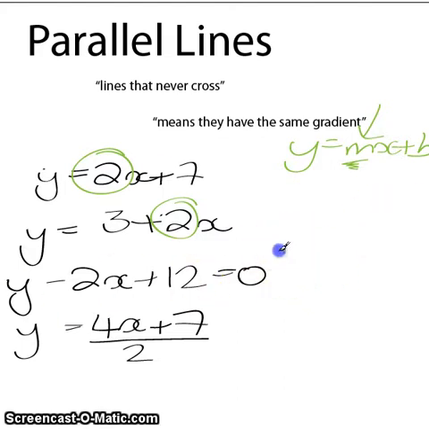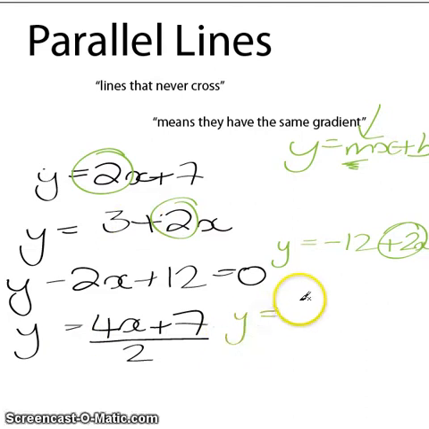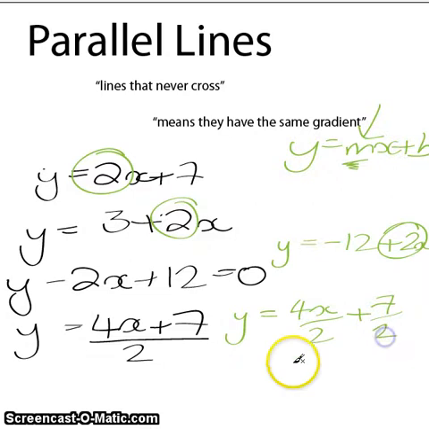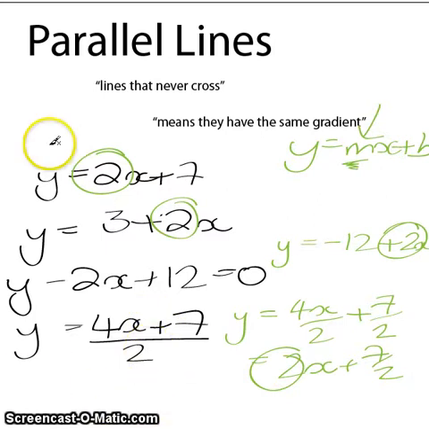So let's do a little bit of rearranging here. We'll see that this will be y equals minus 12 plus 2x. Awesome. Has the same gradient of plus 2. And this one here is a fraction. 4x over 2, 7 over 2, 2x. Again, same gradient. So we can see that these four, whilst they all look different, are all parallel lines.